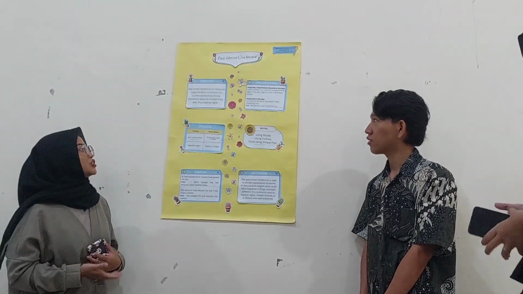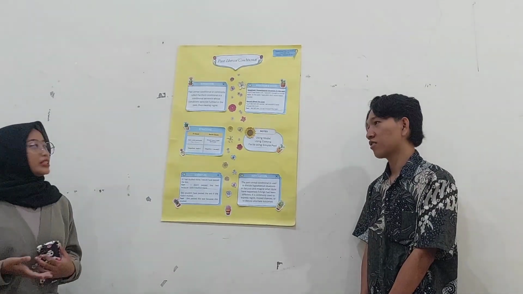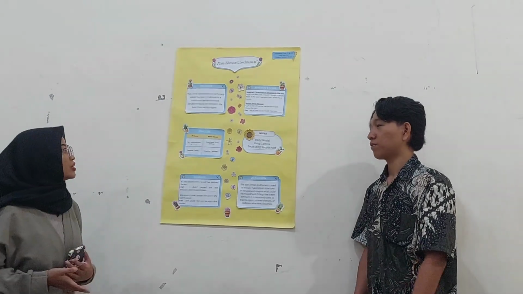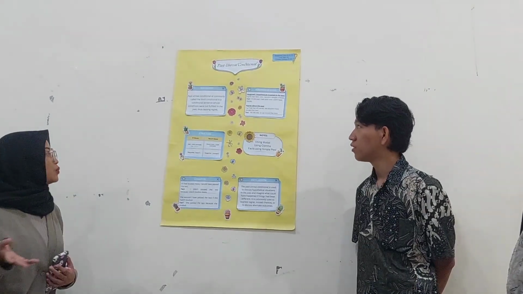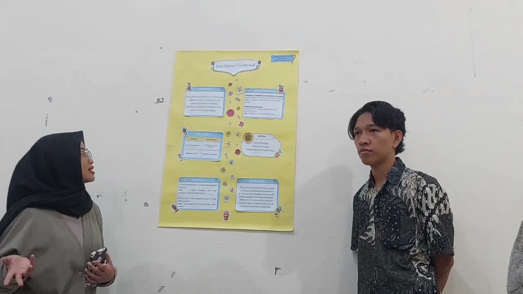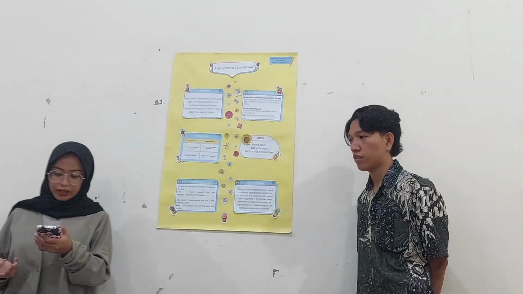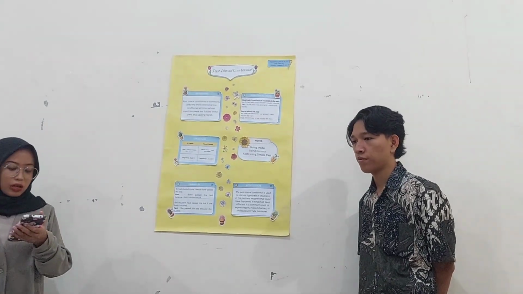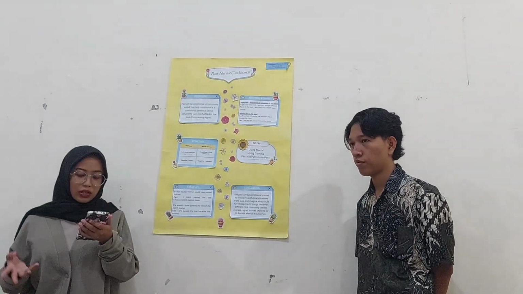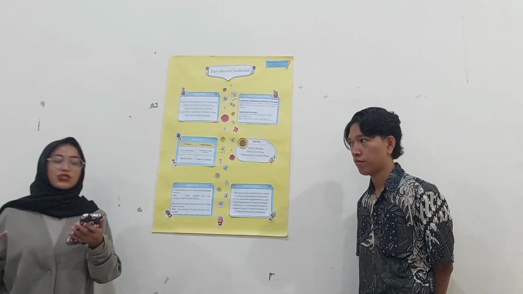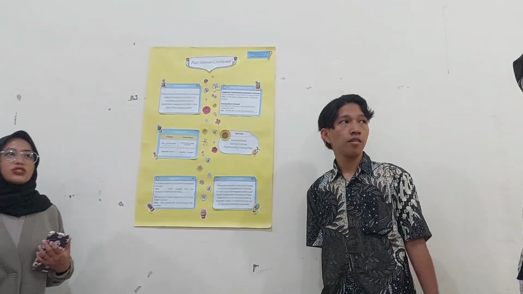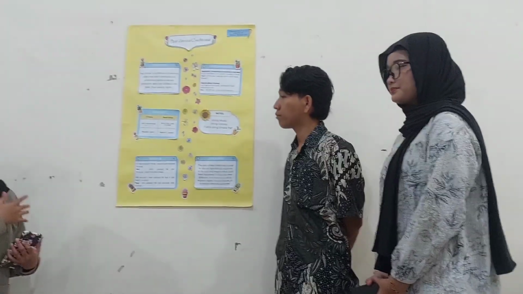Past real conditional, or commonly called the third conditional, is a conditional sentence whose conditions were not fulfilled in the past, thus causing a regret. So the past real conditional is used to describe a condition in the past that did not happen, causing regret. Because we cannot go back to the past, right? So we can't change it.